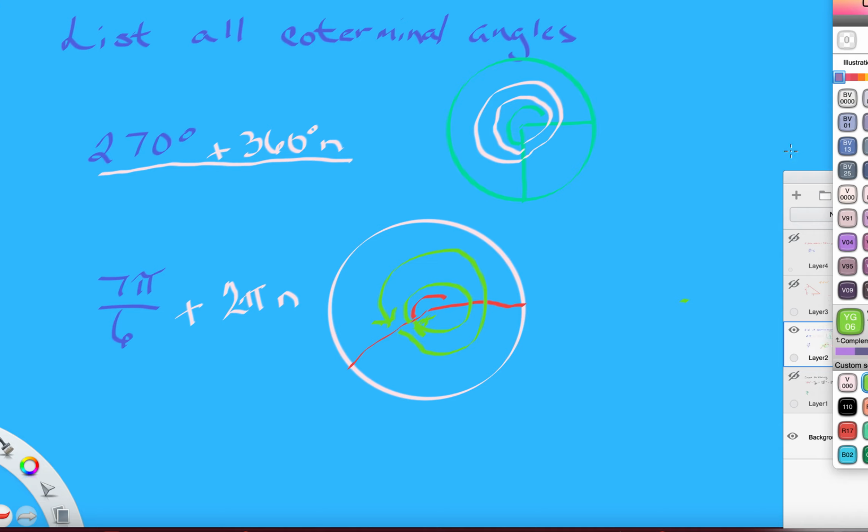So it doesn't matter as long as you start at that coterminal side, or that terminal side, which is the side that actually creates that degree measure, then you're safe. So we're just making sure that we add 2 pi n, or 360 degrees n. Good. Moving on.